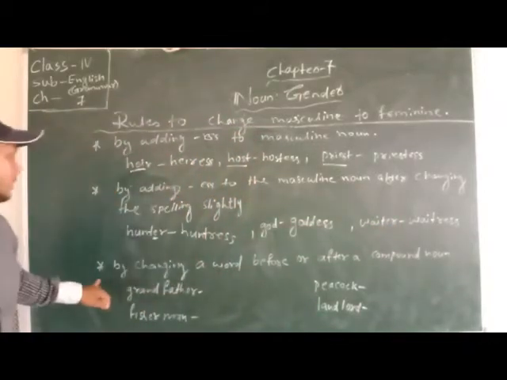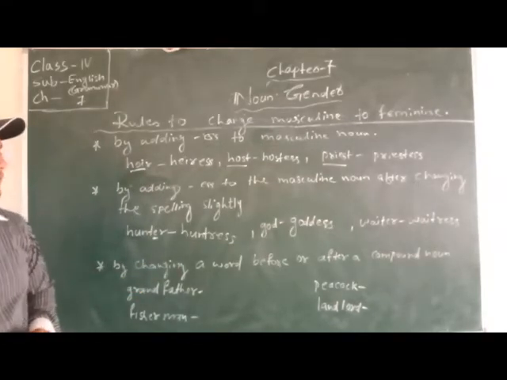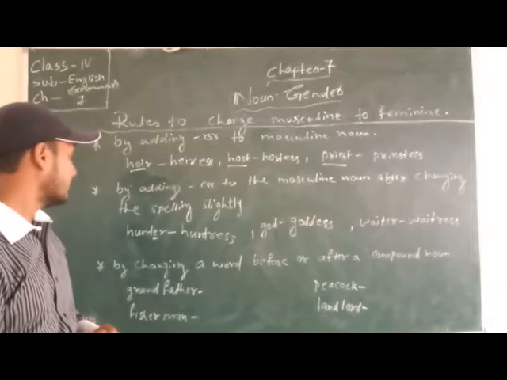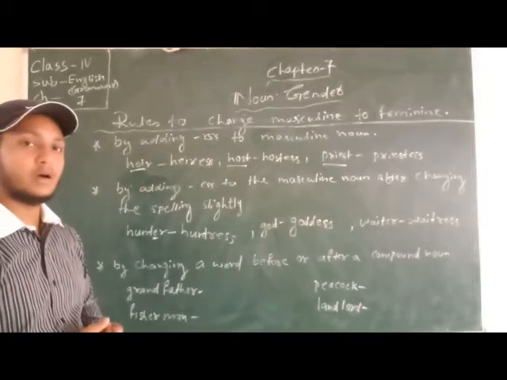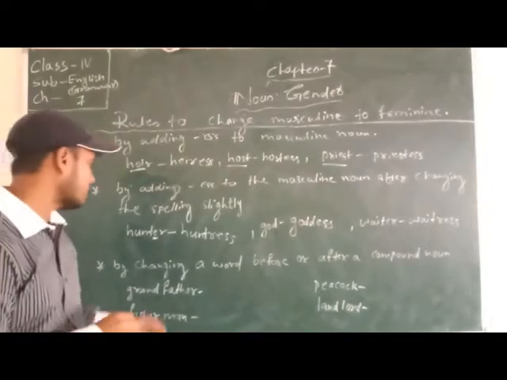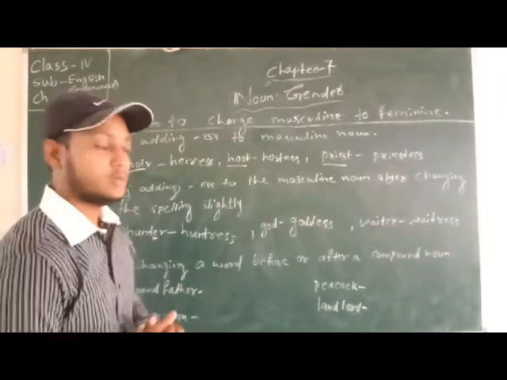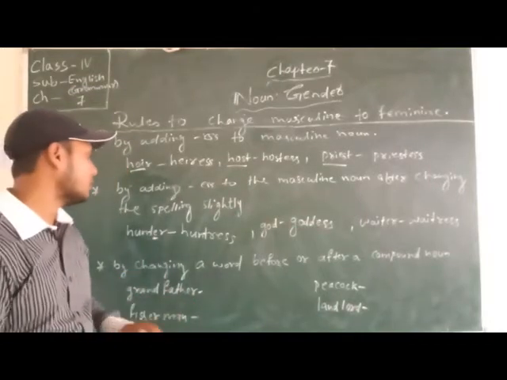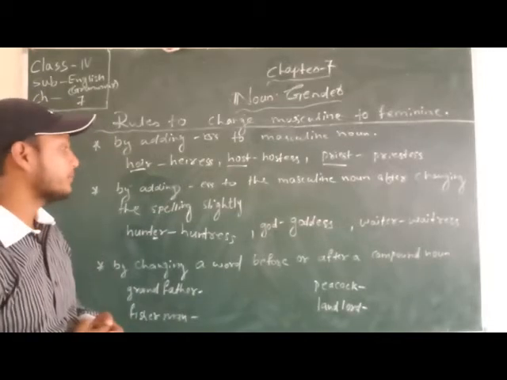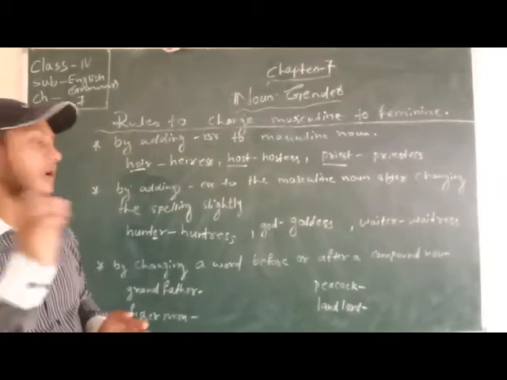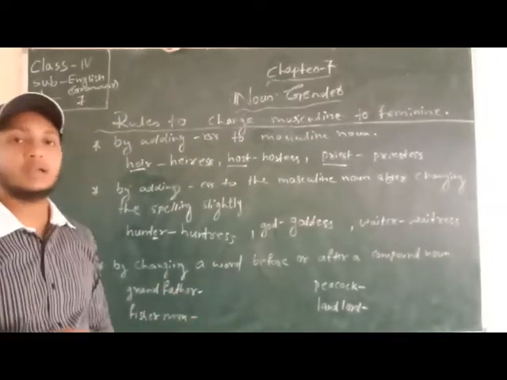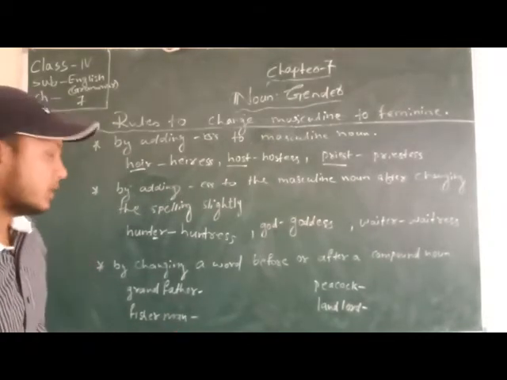The third point is by changing a word before or after a compound noun. The third point says that we can convert a masculine compound noun, which is a combination of two nouns. Compound nouns are formed by the combination of two nouns. So we can convert this masculine compound noun into a feminine noun by changing a word before or after the compound noun.